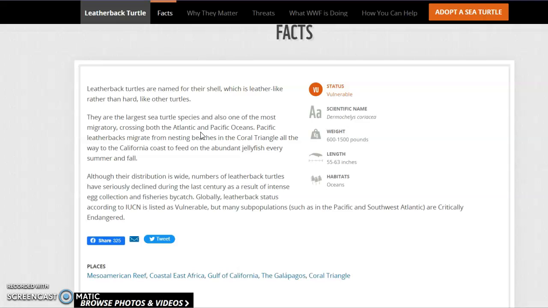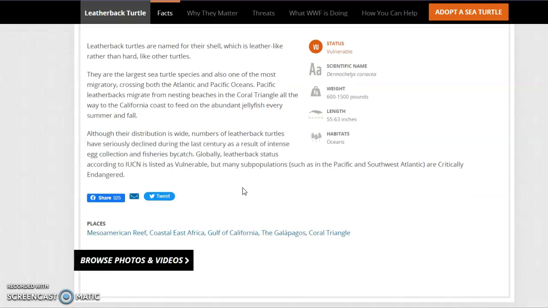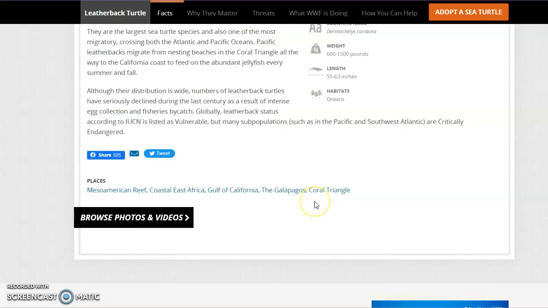As I read through the facts of the Leatherback Turtle, I came up with the fact that they're the largest sea turtle, and they eat an abundance of jellyfish every summer and fall. They pretty much live everywhere, like the Atlantic and the Pacific Oceans. They migrate from nesting beaches in the Coral Triangle all the way to the California coast. You hear about Save the Turtles all the time. Well, this is part of that Save the Turtles movement that's going on.